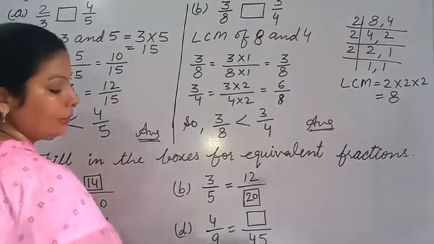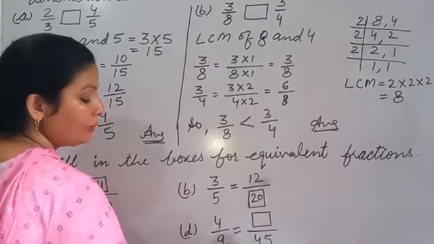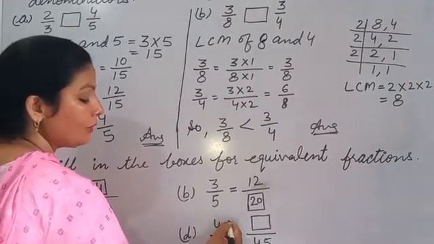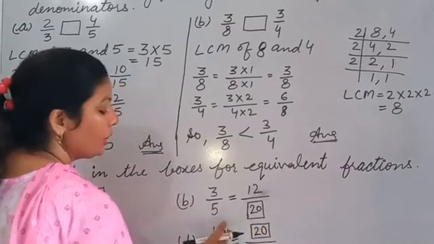Okay. Next 4/9. In the 9 table where is 45? 9 5s are 45. When it is multiplied by 5, the numerator also is multiplied by 5. So 4 5s are 20. Now both are equivalent.